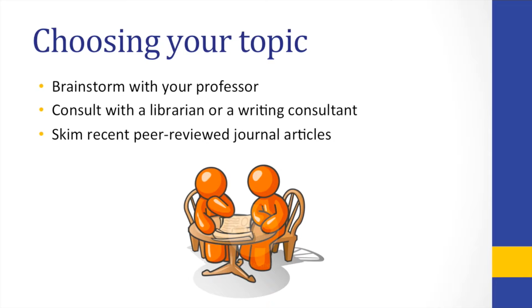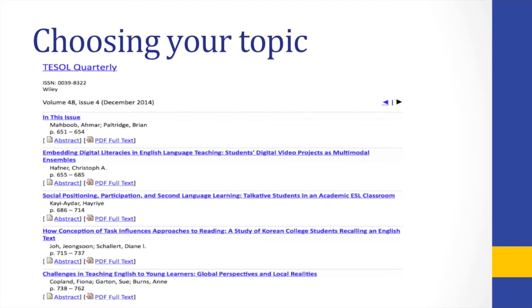The next step is to find your own topic. A good choice of topic helps you find related resources easily. You can brainstorm with your professor, or visit the library or writing center to consult with a librarian or a writing consultant. You can also skim recent peer-reviewed journal articles to see which topics are studied in your field. These are TESOL Quarterly Journal articles that were issued in December 2014. You can skim through the topics and abstracts.